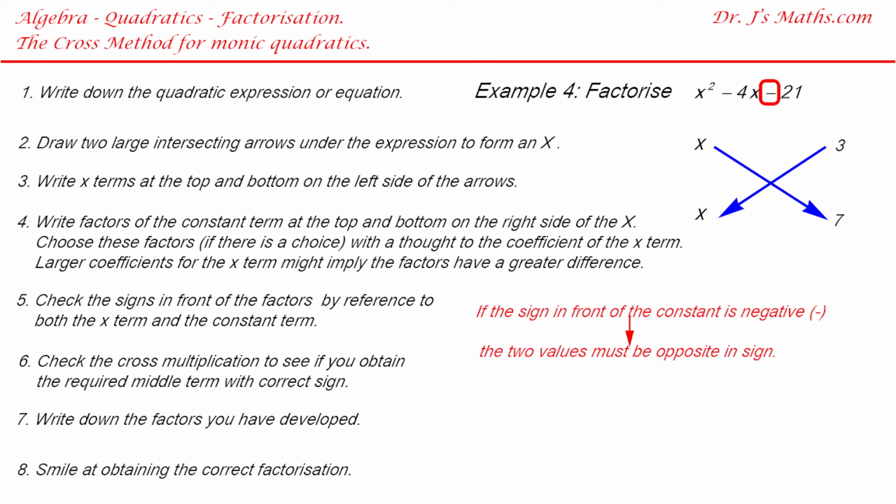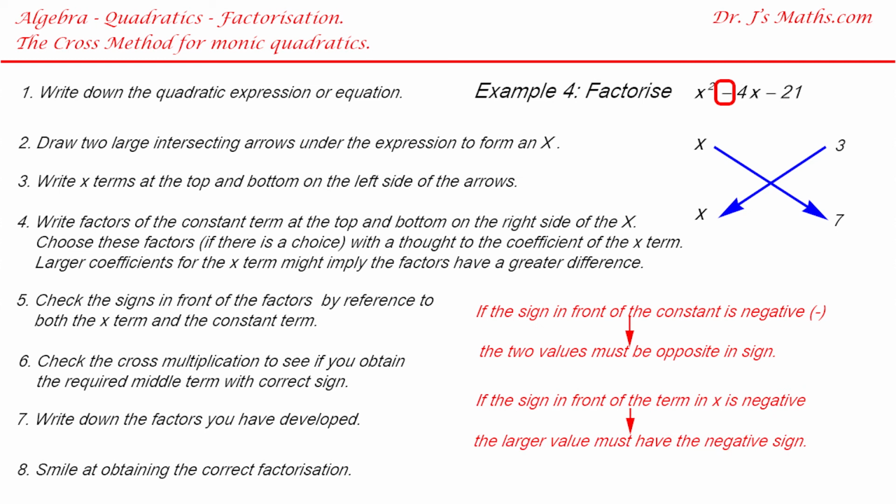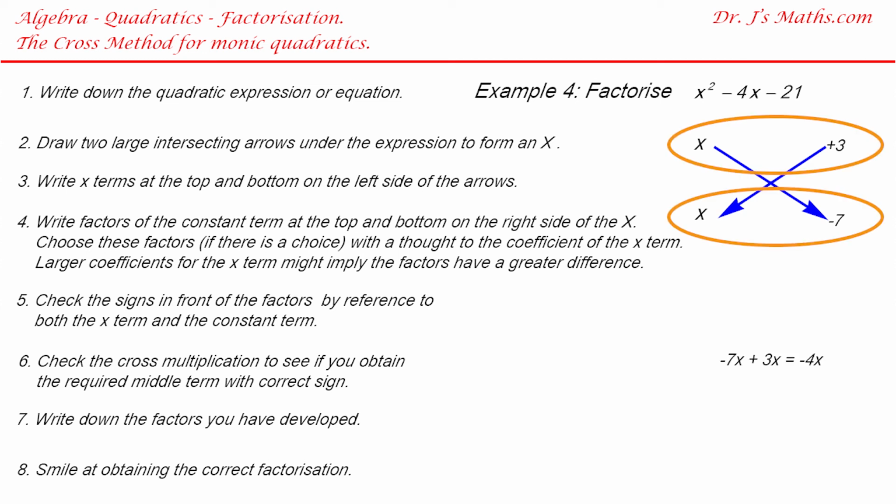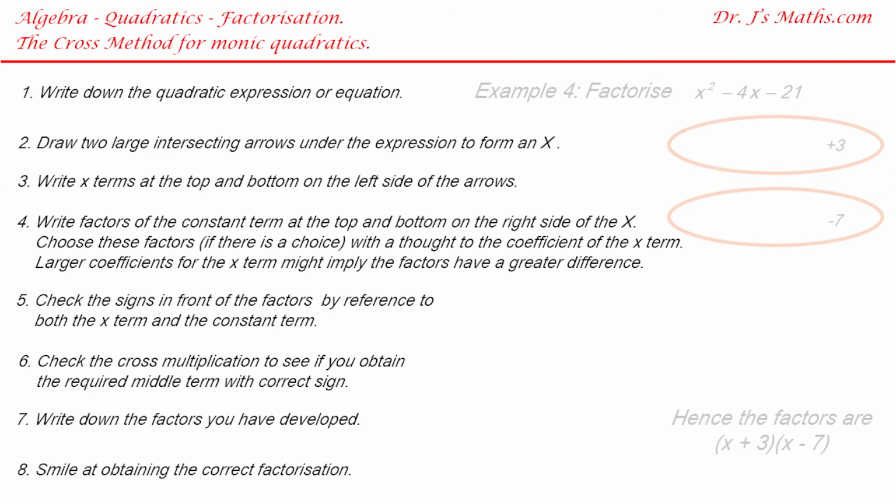Now here, if the sign in front of the constant is negative, and we have minus 21, so yes, we have that, the two values must be opposite in sign, as before. If the sign in front of the term in x is negative, then the larger value must have the negative sign. And of course we have minus 4x, so we're going to change our factors to plus 3 and minus 7. Then we can rewrite our factors and remember to smile.